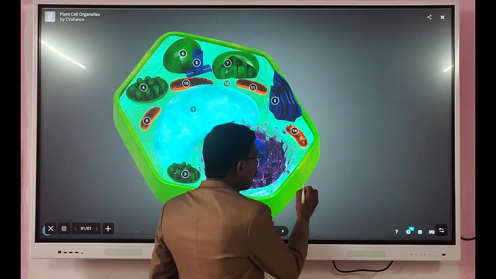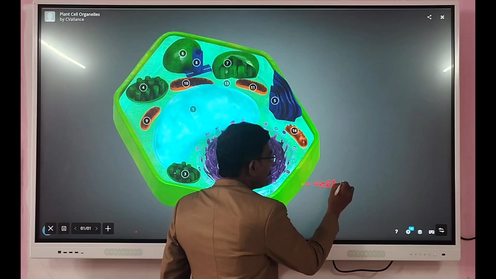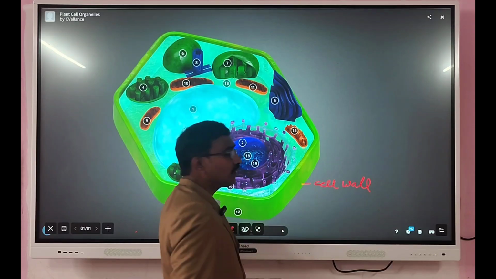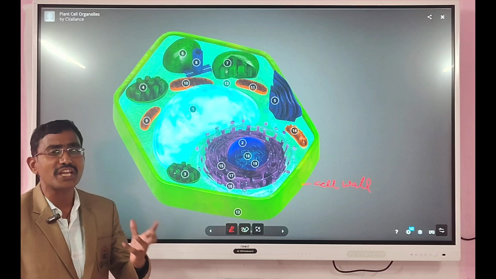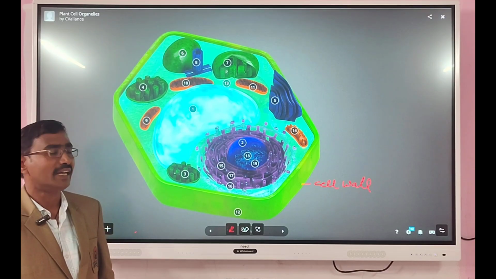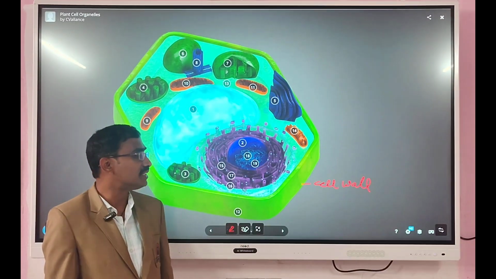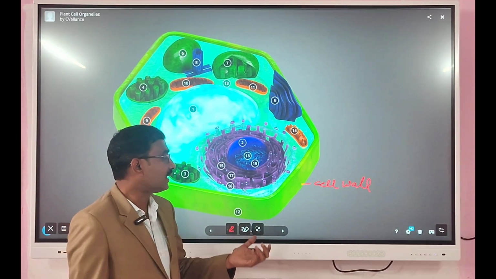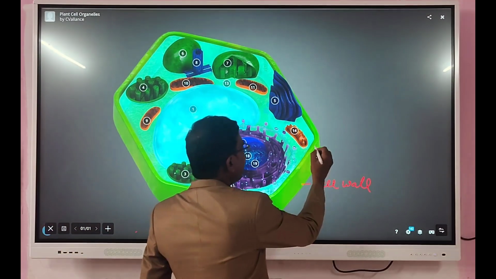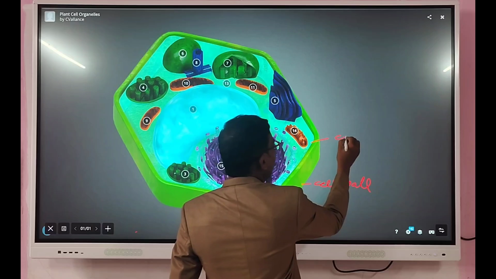is called the cell wall. The cell wall gives a definite shape to the plant body. It is a rigid structure. The cell wall is made up of cellulose, and inside the cell wall there is the cell membrane.